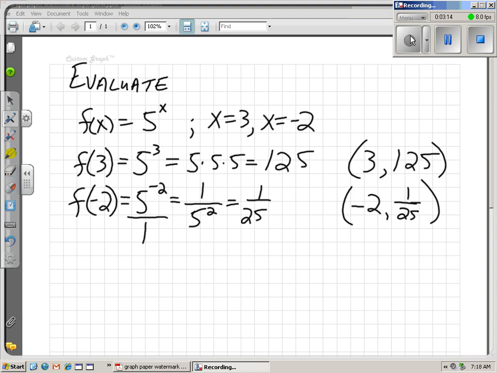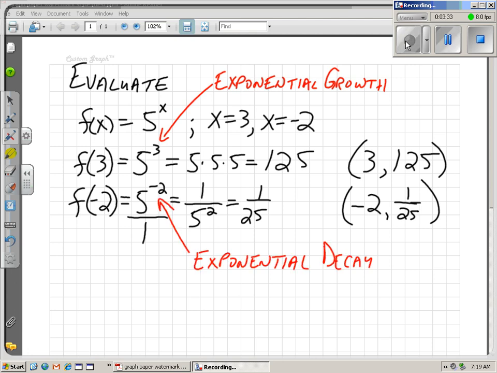This is an example of exponential growth and exponential decay. That 3 for an exponent made the 5 get bigger, and if we put a 4 in there, it'll get even bigger. And if we put a 5 in, it'll get even bigger and bigger and bigger. So positive exponents are going to be an exponential growth formula. They're going to make the answer get bigger and bigger and bigger. The negative exponent produced a tiny number, 1/25. And if I put in a negative 3, it's going to get even smaller. And if I put in a negative 4, it's going to get even smaller and smaller and smaller. That's an example of exponential decay. So negative exponents are related to exponential decay.